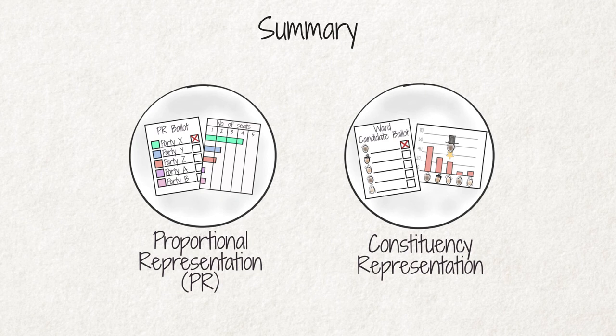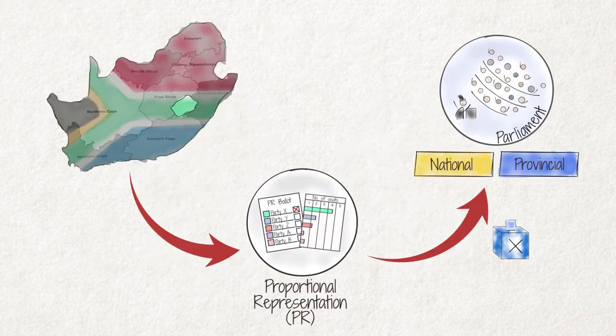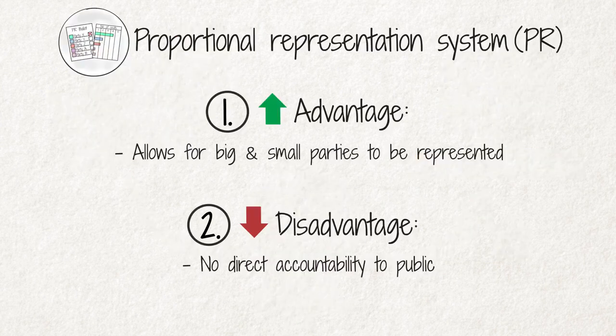Summary. There are two types of elections: proportional representation, or PR, and constituency representation. Members of the National Assembly and the 9 provincial legislatures are elected according to the PR system. This allows both big and small parties to be represented, but the disadvantage is that the elected representatives owe their positions to the party and are therefore not directly accountable to the public.